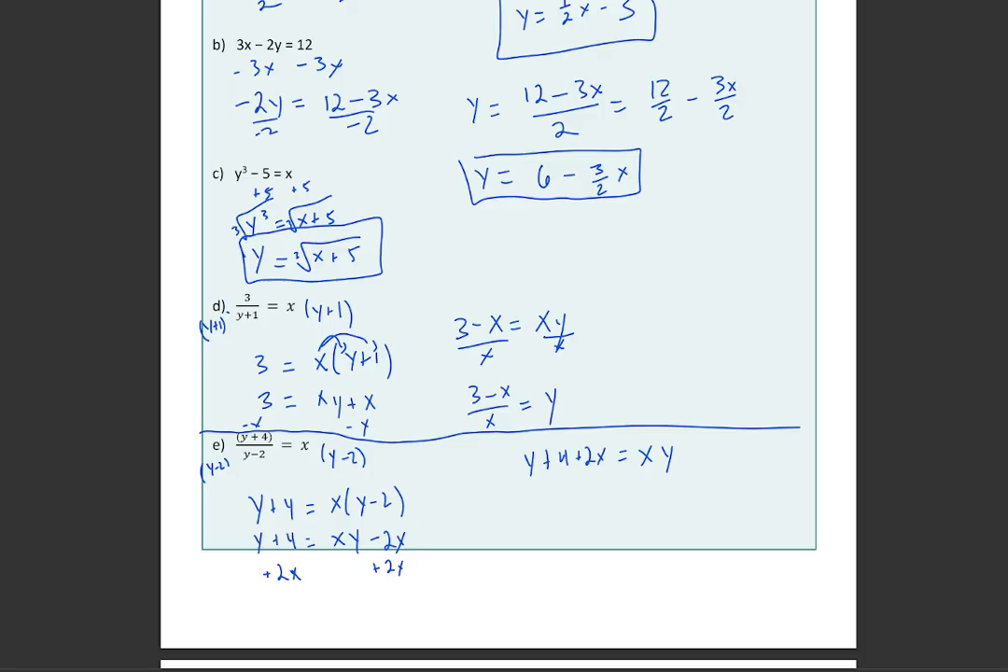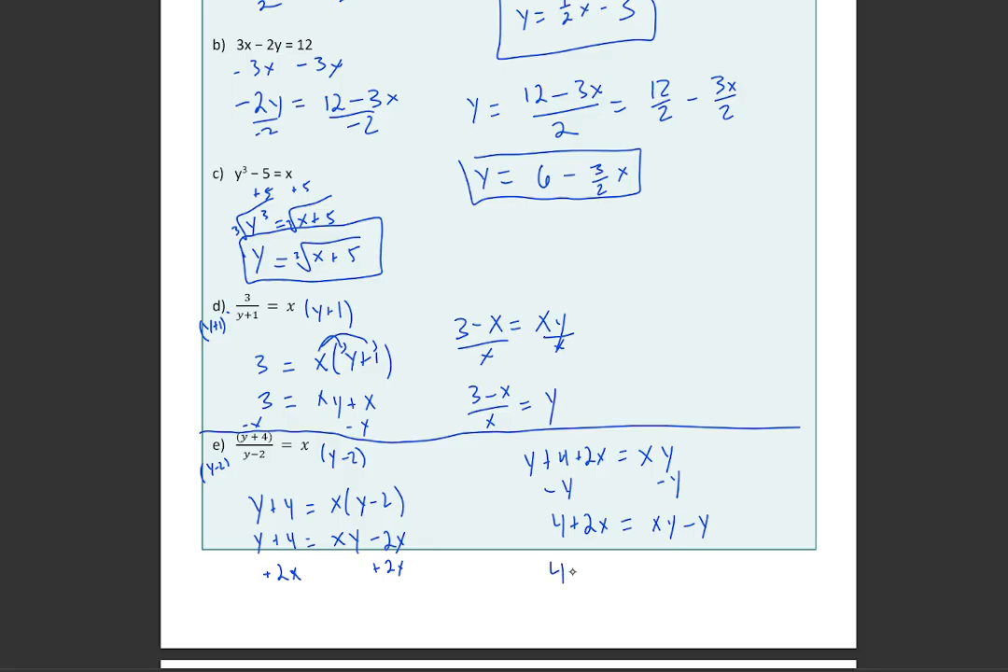We have most of our non-y terms on the left, and we want to move all of our y terms to the right, so we're going to subtract y. And then we're going to have 4 plus 2x equals xy minus y. Okay, so now all of my y's are on one side. Each term has exactly one y.